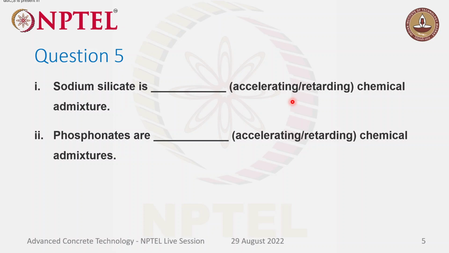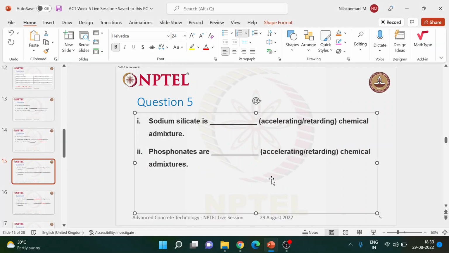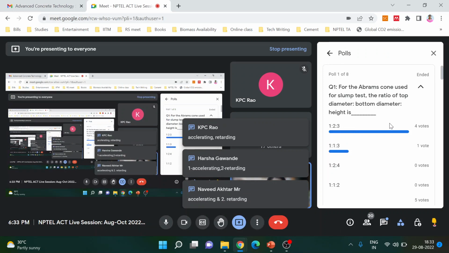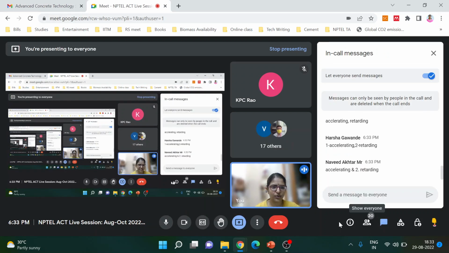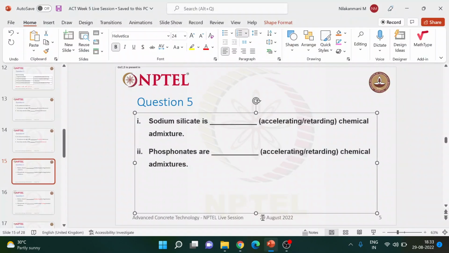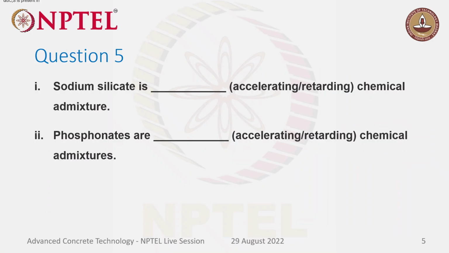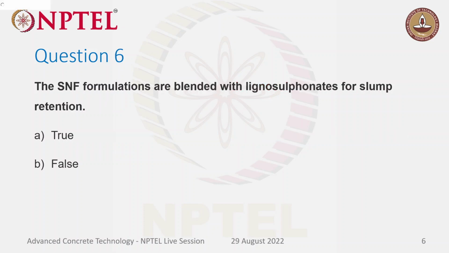Okay, time is up. Let's see the poll's response. Okay, one is accelerating and retarding. You guys have already given the answer. That's fine, it's a very simple question. Sodium silicate is an accelerating chemical admixture, and phosphonate is a retarding chemical admixture. Now let's move to question 6.